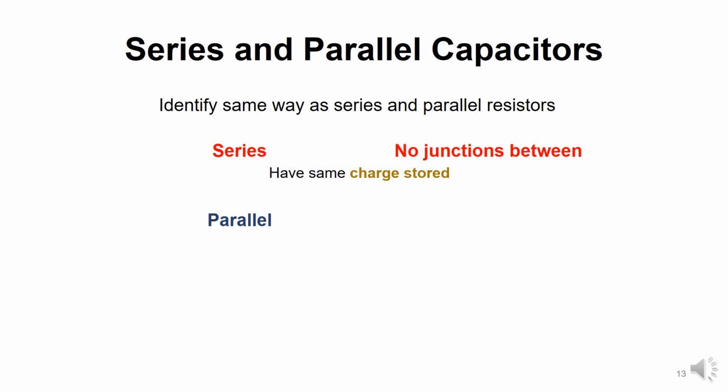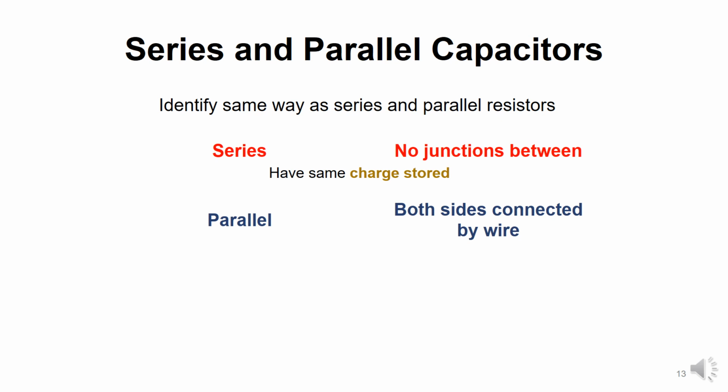And for capacitors in parallel, there are junctions. So we start with some current that splits into multiple currents and goes through different capacitors. Okay, so capacitors in series and parallel, you can analyze them the same way that we did resistors.